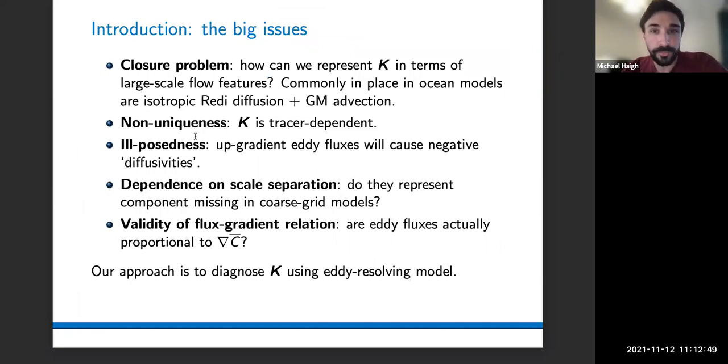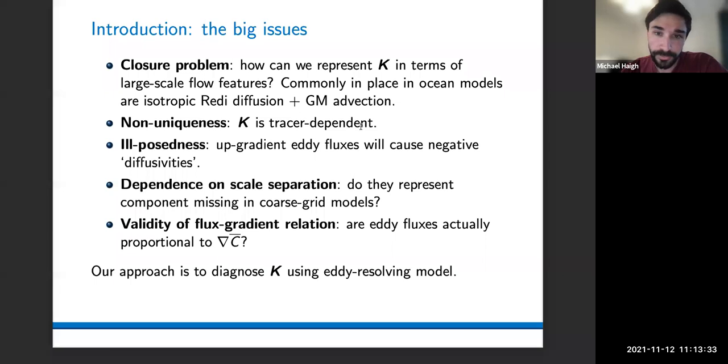So the big issues that we have when trying to parameterize eddy tracer fluxes in terms of a transport tensor, I've summarized on this slide. The main one is the closure problem. What I've done when I've used the flux gradient relation is simply recast the problem from a need to parameterize the eddy tracer flux into a need to parameterize the transport tensor. So we still want to be able to somehow represent this transport tensor K in terms of large scale flow features. At the moment, in ocean models, current parameterizations to represent this transport tensor are usually a combination of an isotropic Redi diffusion scheme and a Gent-McWilliams advection scheme.